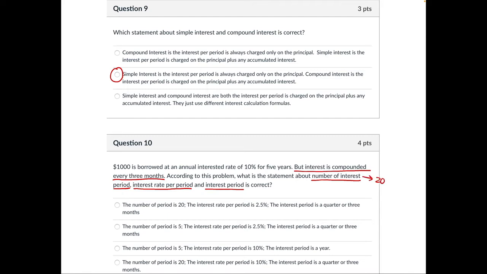Interest rate per period, because it's compounded per quarter, every 3 months. So you need to use the annual interest rate of 10 divided by 4. That is 2.5%. So that is your interest rate per 3 months. And the interest period is a quarter, or you can say 3 months. So it's 20, 2.5, and a quarter.